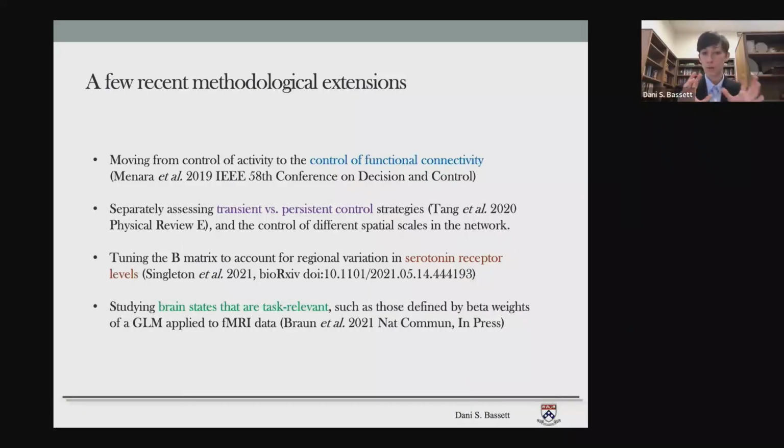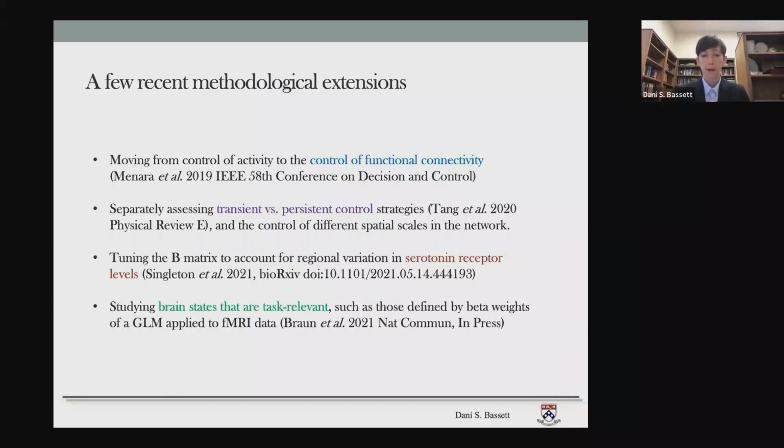We can also use those approaches to understand the control of different spatial scales of dynamics in the network. The third extension I want to mention is tuning the B matrix, which indicates where inputs are being injected into the system. You can tune that to account for regional variation in serotonin receptor levels. And this is really exciting work from Singleton and colleagues.